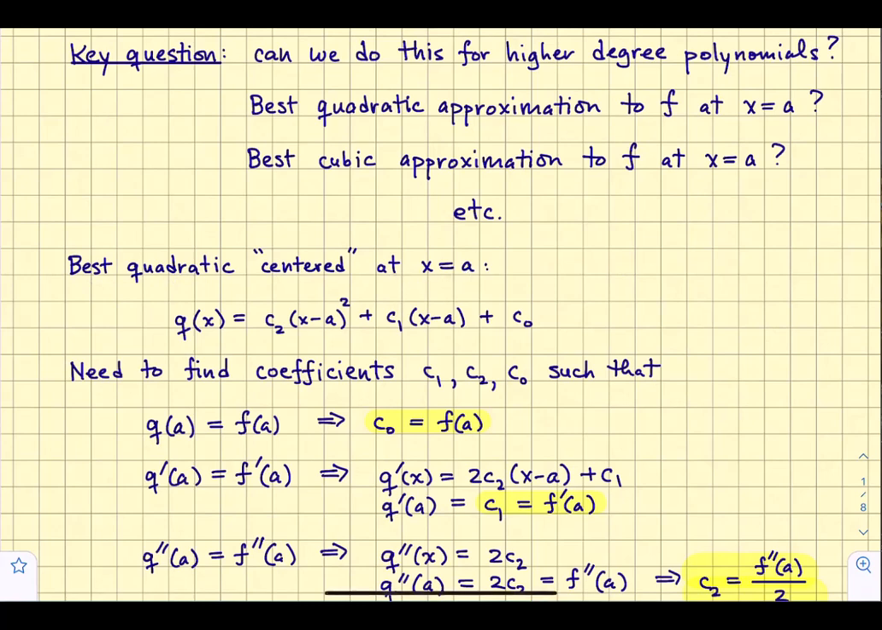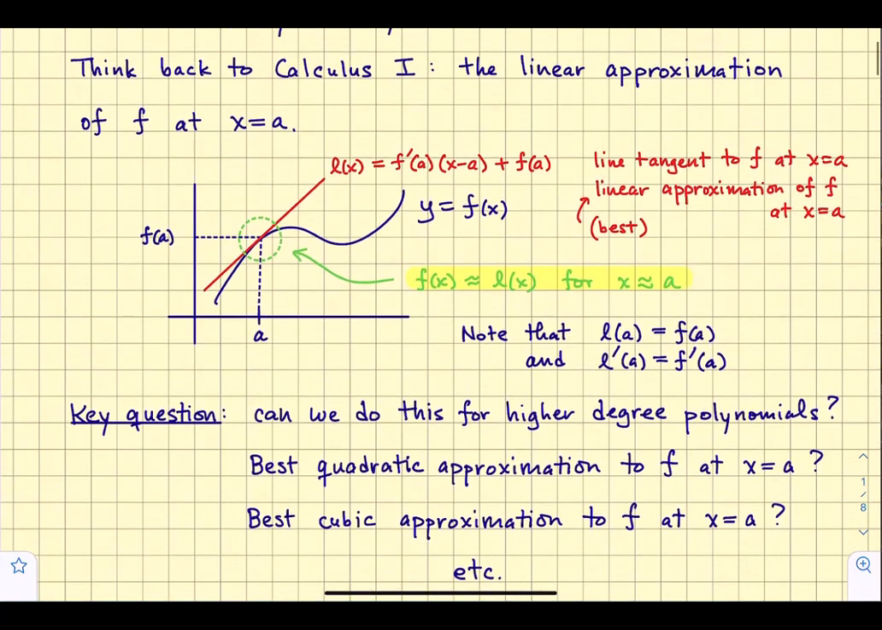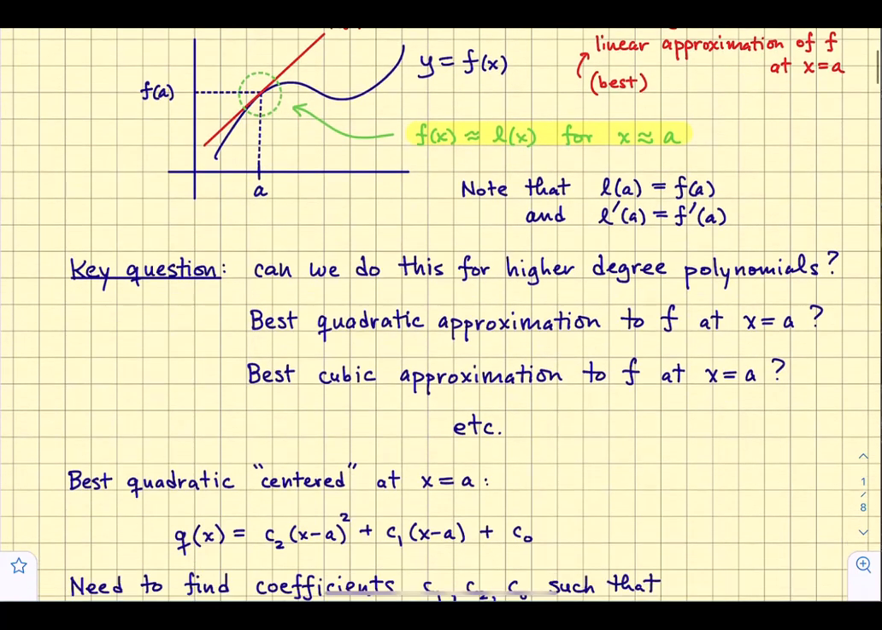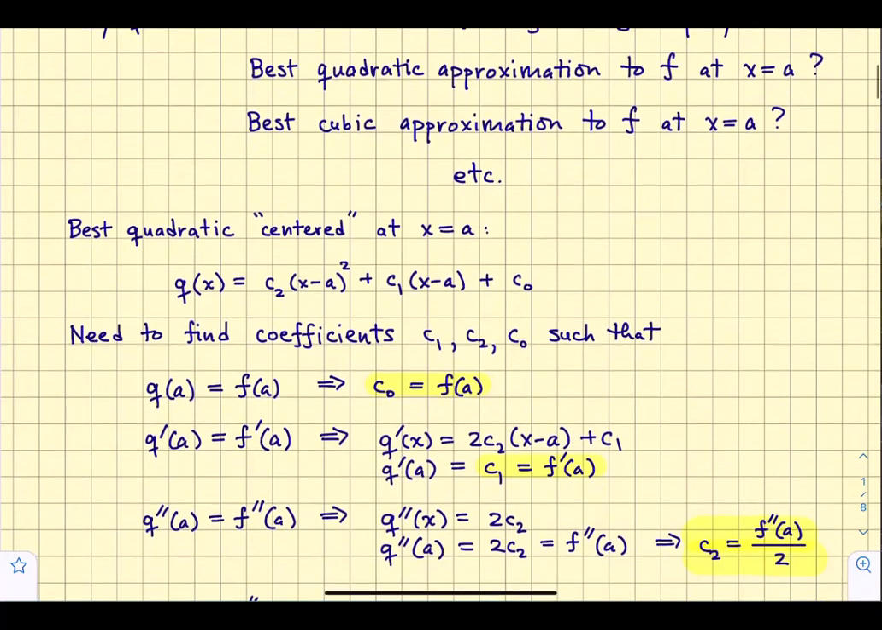In other words, we want this to be an approximation about x equals a. So instead of writing our parabola, say, in the standard form, we will write it as some constant times x minus a, quantity squared, plus some other constant times x minus a, plus a third constant. So we're treating a here as a value that we know, just like in this picture. We're thinking of this as a fixed x value that we know. And so the unknowns here are c2, c1, and c0. Those are the constants that we want to be able to find.